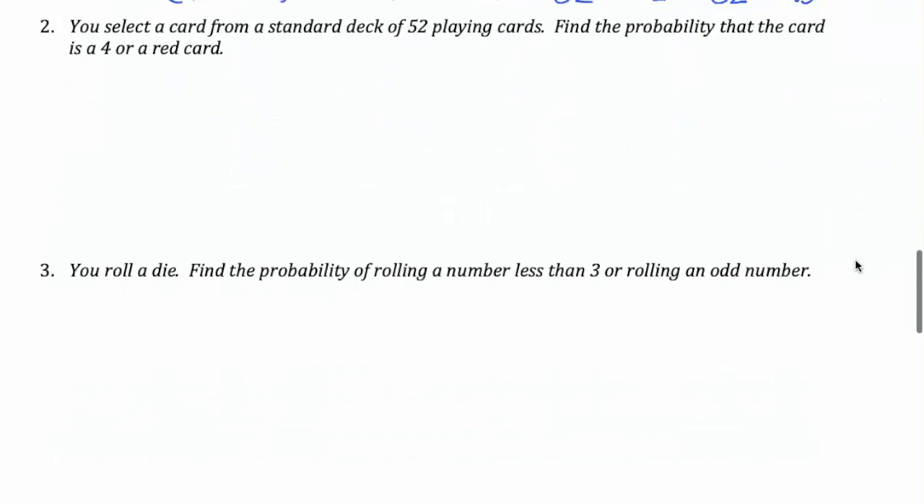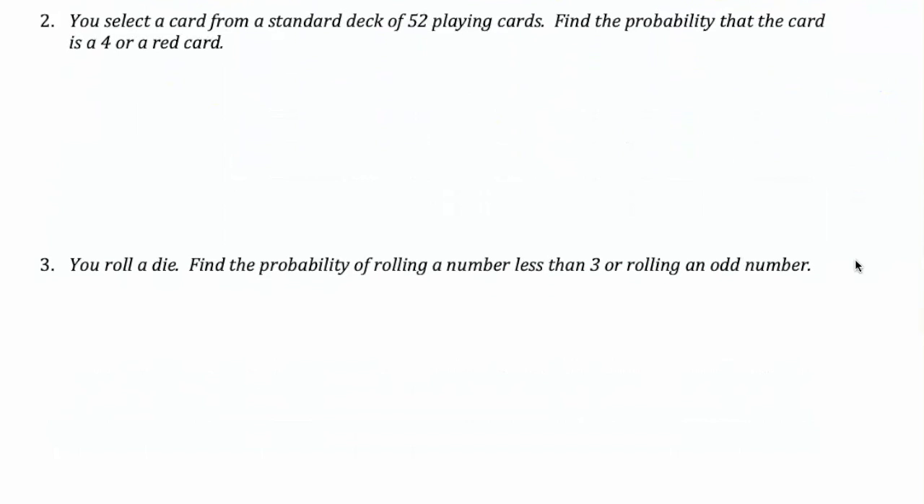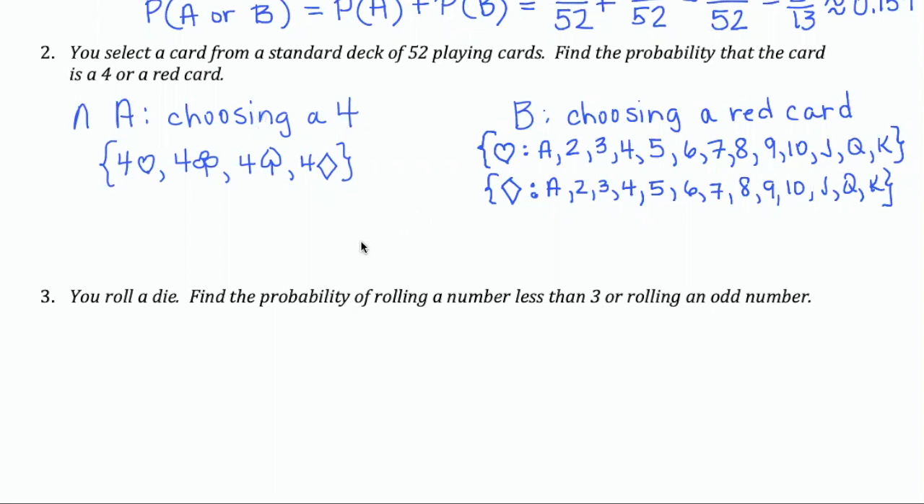In number 2, I'm still choosing a card, but I'm going to find the probability that the card is a 4. So there's my event A. Or my event B, choosing a red card. You can see I've written out the sample spaces for both events. Event A was the same as before, 4 possibilities. Choosing a red card, well, all the hearts and all the diamonds are red. So I've listed each card individually after that suit. So ace, 2, 3, 4, etc.